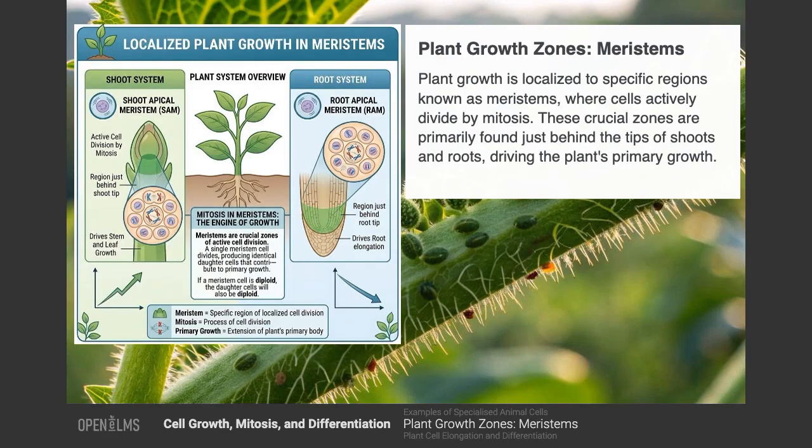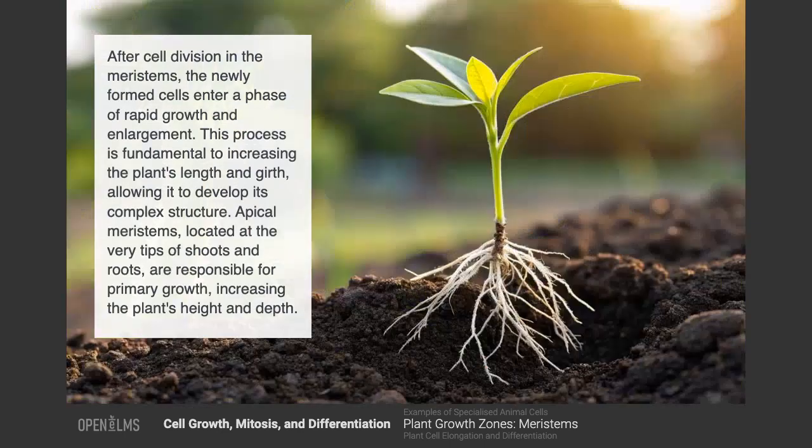Plant growth zones, meristems. Plant growth is localized to specific regions known as meristems, where cells actively divide by mitosis. These crucial zones are primarily found just behind the tips of shoots and roots, driving the plant's primary growth. After cell division in the meristems, the newly formed cells enter a phase of rapid growth and enlargement. This process is fundamental to increasing the plant's length and girth, allowing it to develop its complex structure.